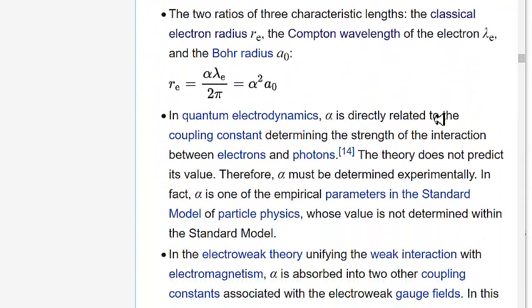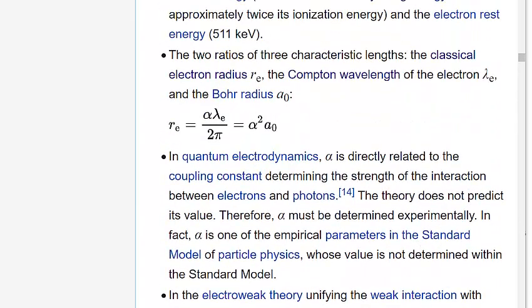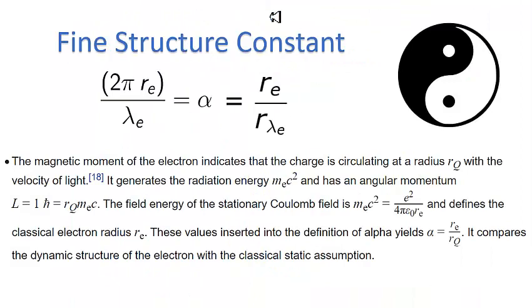And so there are a whole bunch of them, too many to talk about here, but I did find one that seemed to be related to what I just derived right here. Basically it's more about the magnetic moment than the fine structure constant, but as I showed you before, the magnetic moment is really alpha divided by 2 pi. And here it says the magnetic moment of the electron indicates that the charge is circulating at radius rq with the velocity of light.